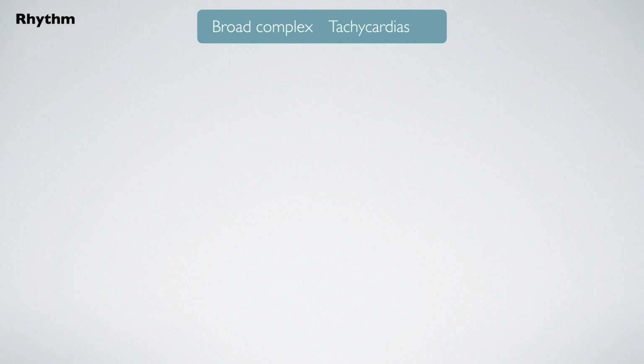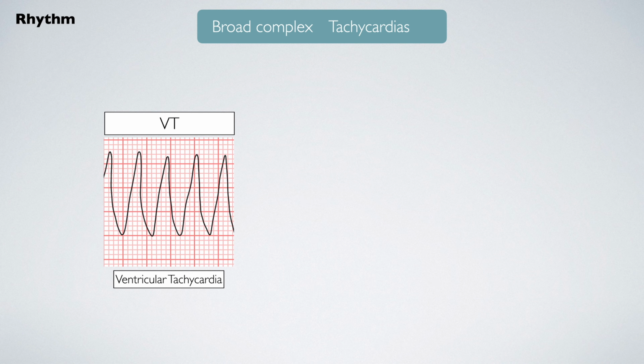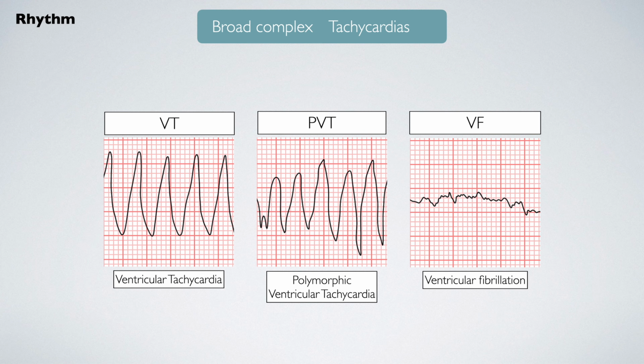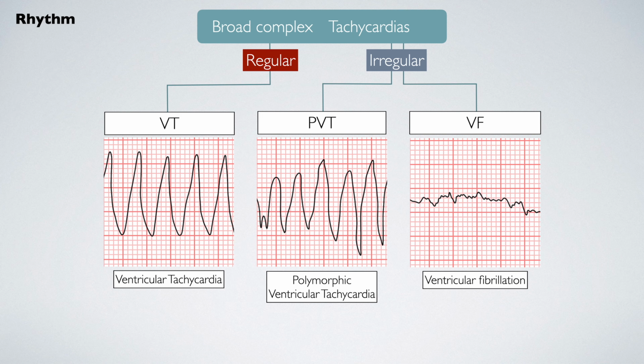The three broad complex tachycardias that we will review here are monomorphic ventricular tachycardia, polymorphic ventricular tachycardia, and ventricular fibrillation. Monomorphic VT is regular, and polymorphic ventricular tachycardia and ventricular fibrillation are irregular rhythms. Let's review each of these now, starting with monomorphic ventricular tachycardia.